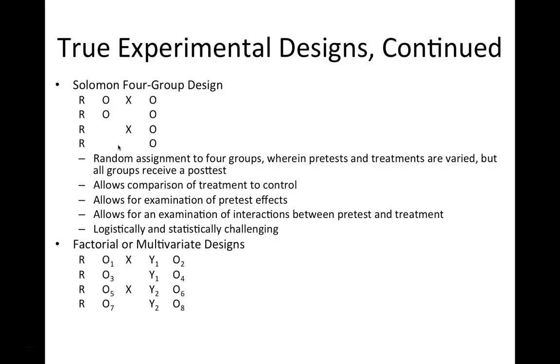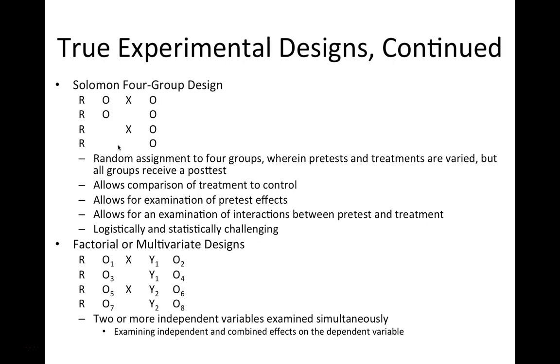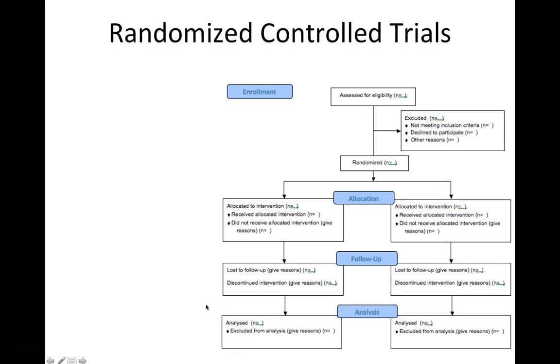A much more complex design, and I'll just talk about this one really briefly. This is factorial or multivariate designs. This is a situation in which we might have 2 or more independent variables that we want to look at simultaneously. So we randomize everybody. We do a pretest for everybody, some manipulation, and maybe a second manipulation for everybody. So maybe we have a situation in which everybody is getting some educational component, but only 2 of the groups are getting some psychotherapeutic component. And so we have a couple of different independent variables that we may be examining here. And then we're looking at pretest, post-test in each of these groups.